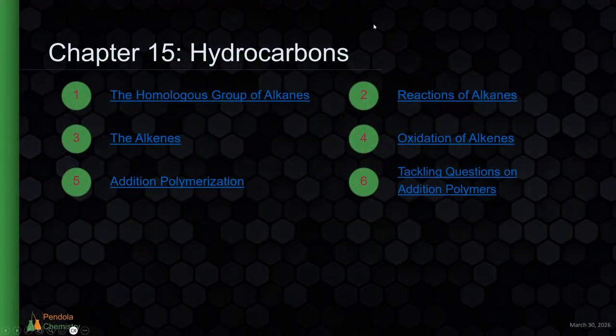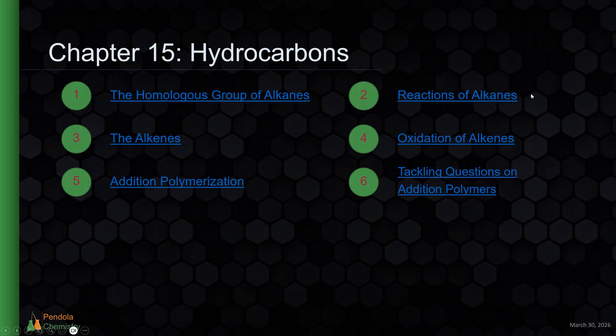Now, looking at this chapter, we're going to have 6 different sections that we're going to go through. We're going to start every chapter moving forward from now on with a look at the homologous group of that specific functional group. In this particular example, we're going to look at the homologous group of alkanes. So basically, what is an alkane? What does it look like? Nomenclature. We're going to very quickly go over all the things about alkanes that we saw in chapter 14. We're then going to go into the reactions.